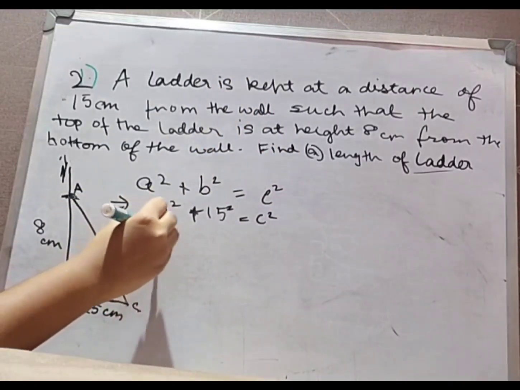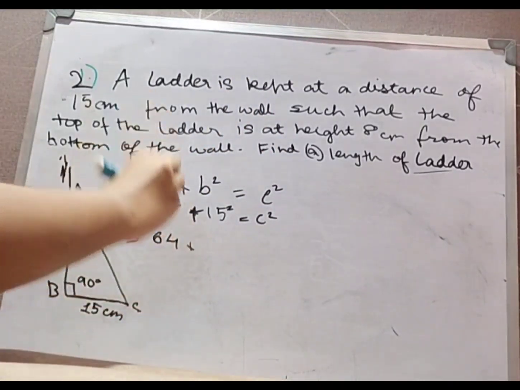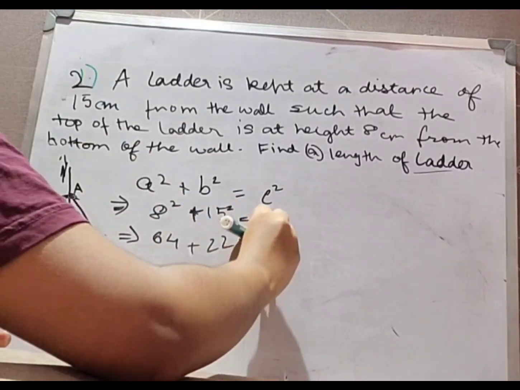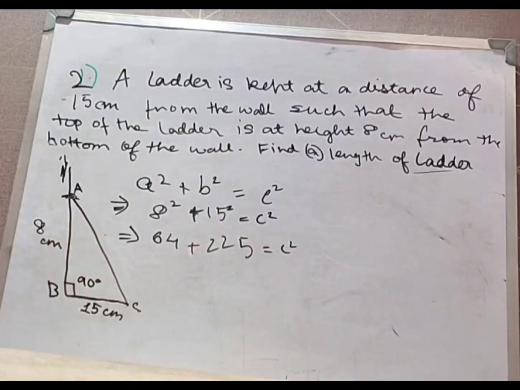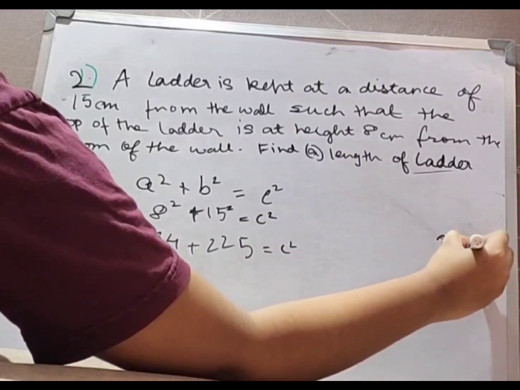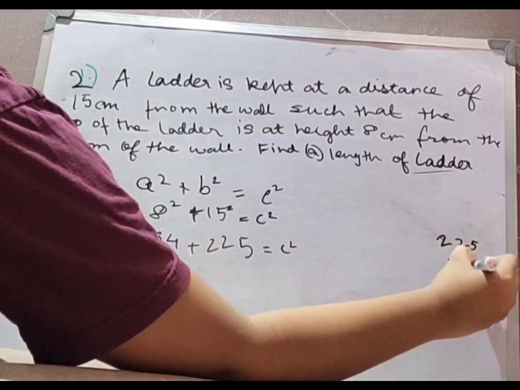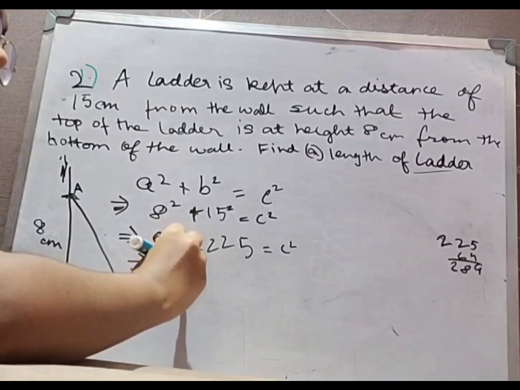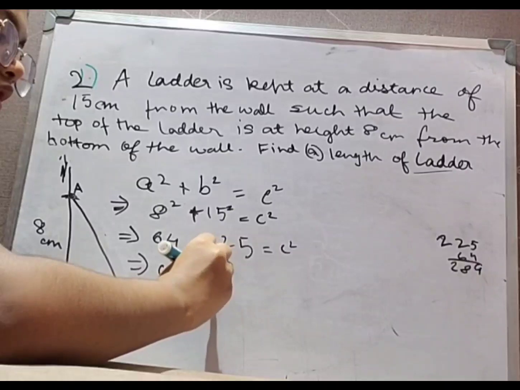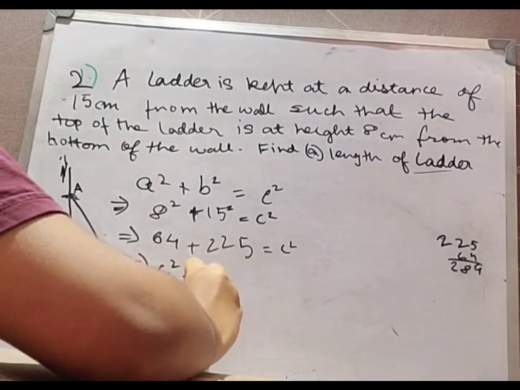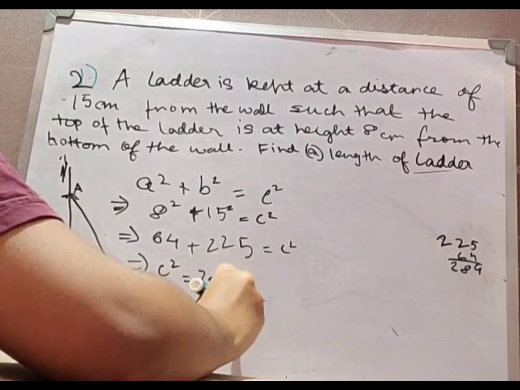What is 8 square? We all know 8 into 8 is 64. What is 15 square? 15 into 15 is 225. So 225 is equal to C square. Now if we add 225 plus 64, what do we get? Let's add it on this side. 225 plus 64, we will get 289. So we can say that C square is equal to 289, right? Now C equals root over 289.